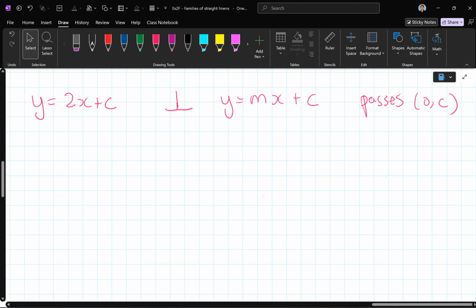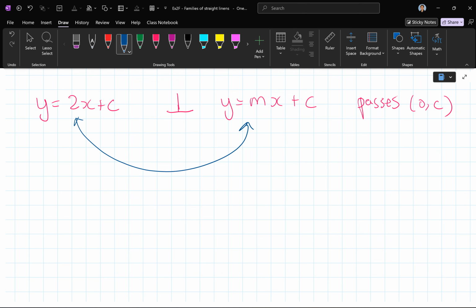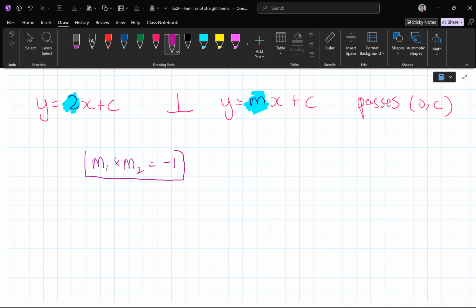Okay, so now, first things first. For these two lines to be perpendicular to each other, it has to follow the property that the gradient of one line multiplied by the gradient of the second line has to equal -1. So m1 times m2 has to equal -1. That's the property for perpendicularity. All right, and we happen to already know the gradient of one of the lines. So I'm going to say m1 is 2, right?